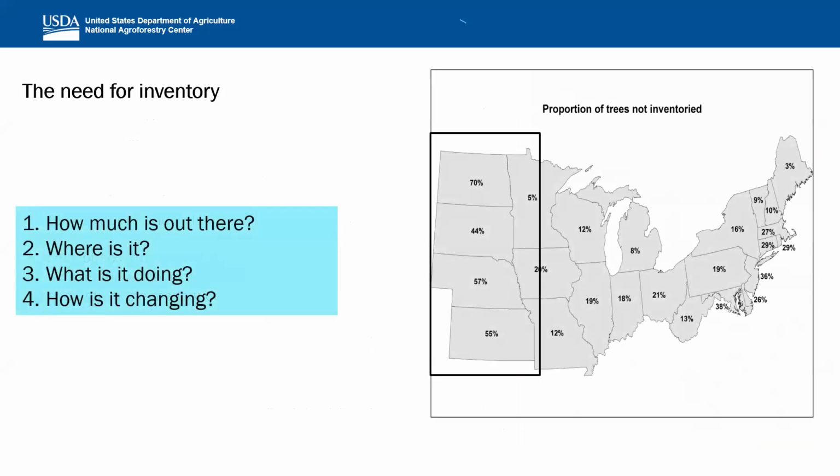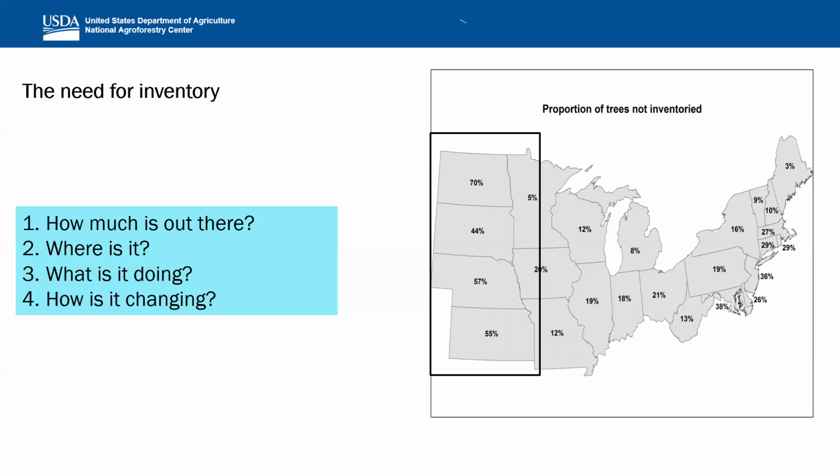So this map shows those estimates, and these are the proportion of trees not inventoried based on FIA definitions. FIA is the Forest Service's Forest Inventory and Analysis. I'll talk about that a little bit more in a minute, but their sample-based approach just doesn't work that well in this part of the country. So you can see around 50% is potentially being missed and upwards of 70% in North Dakota.